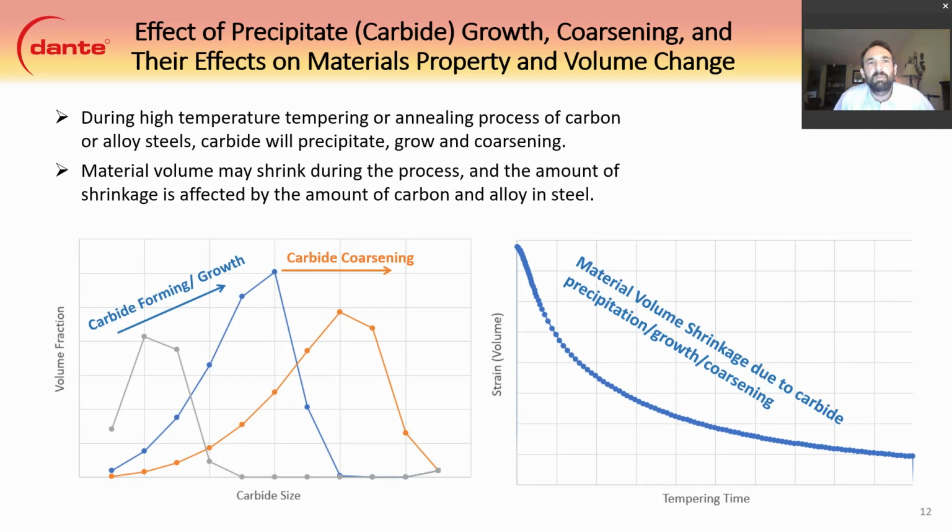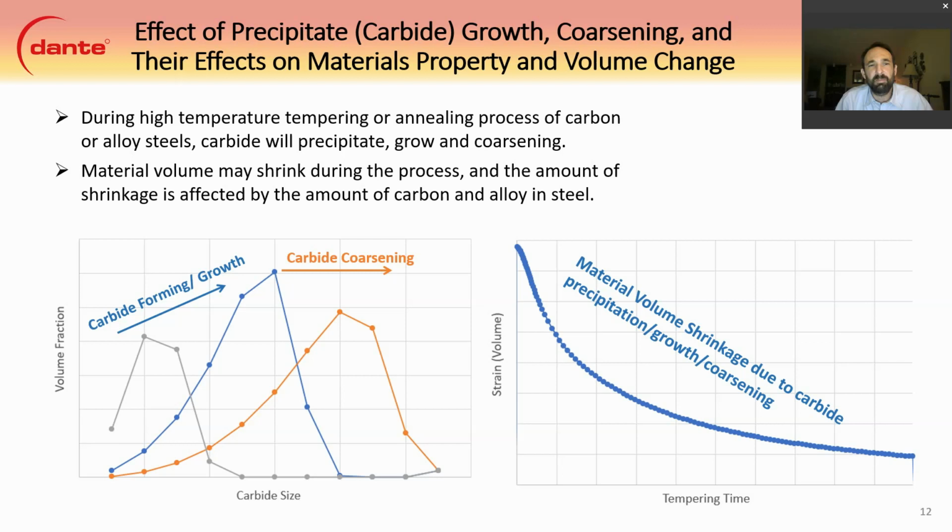The final effect we're going to consider today is the effect of precipitate growth, coarsening, and their effects on material property and volume change. This is all with respect to carbides. So during high temperature tempering or annealing processes, carbides will precipitate, grow, and coarsen. And through this process, the material can actually shrink.